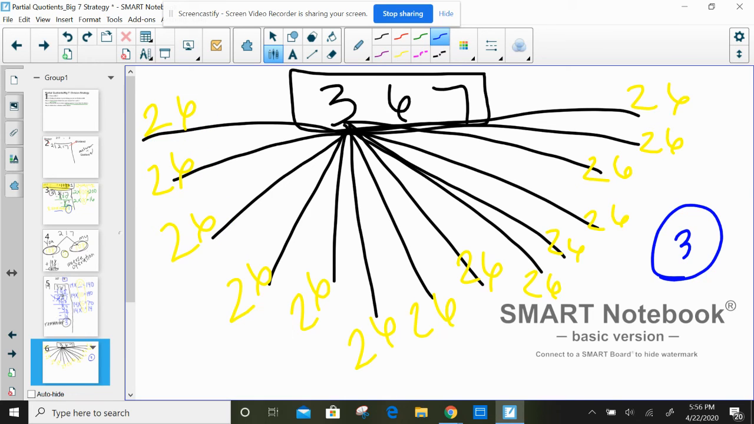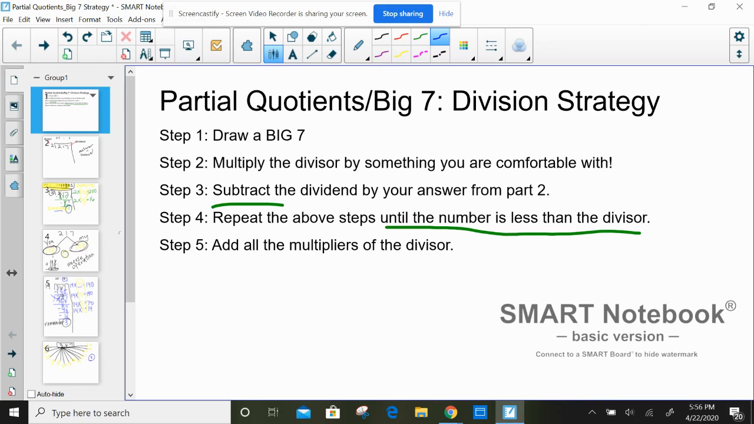Okay. So that's how you do partial quotients. If there's any specific problems you'd like to see, let me know. I know this was a lot of information if this is a new strategy for you, but just watch it again. And again, leave me notes in the comments if you'd like to see something specific.